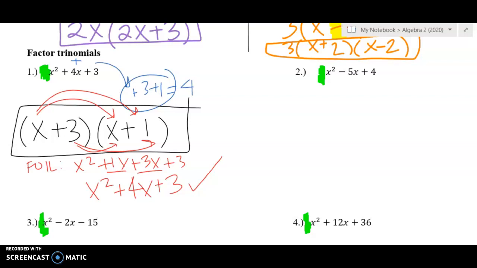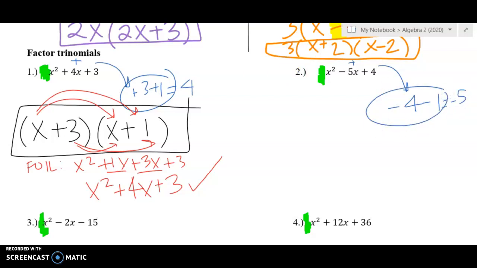So let's look at the next one. x squared minus 5x plus 4. What multiplies to 4 and adds to 5? The only way I can get those, I need a negative 5. The only way that I could get those to be a negative 5 is if they're both minuses, because that would give me a negative 5.